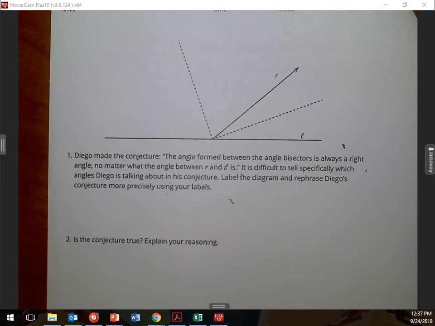Now, with your partner, you're trying to figure this out. You guys are going to work together to try and figure out if you could actually make this work. So, you and your partner, get started. Grab your stuff.